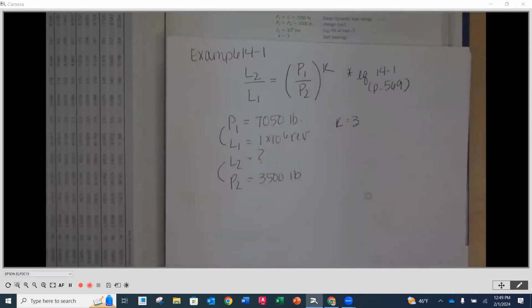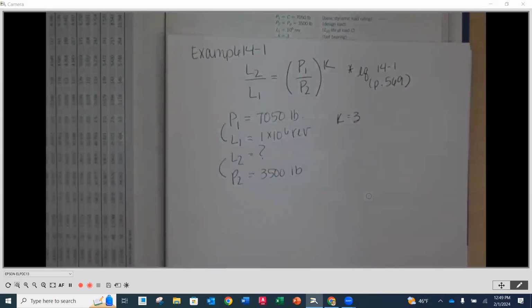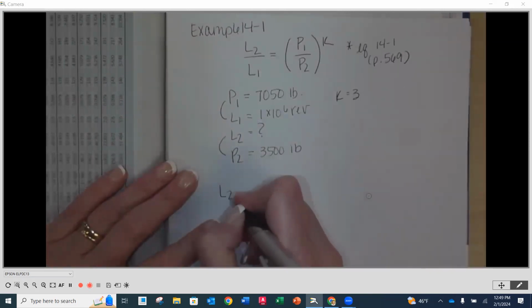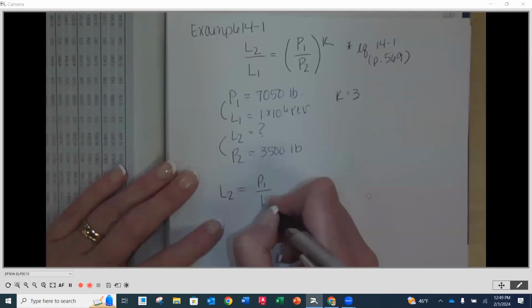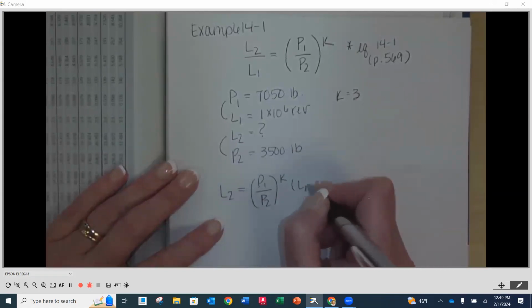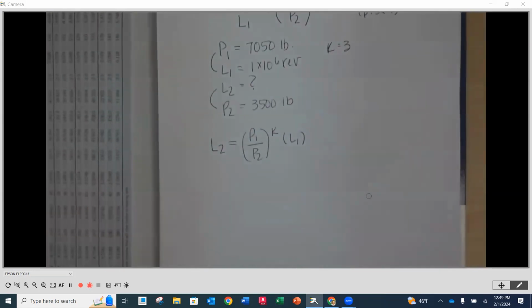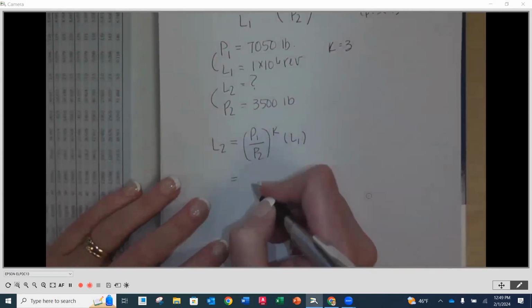Okay, so now what we're going to do is plug our numbers in, and our only number that we don't know is the L2. So it's kind of positioned nicely, right? So we can rearrange here if we wanted to. So L2 is going to be equal to P1 divided by P2 to the K, and then we're going to multiply by L1, right? That's our algebra. So go ahead and plug your numbers in and see what you get. So I'm going to put mine in here.